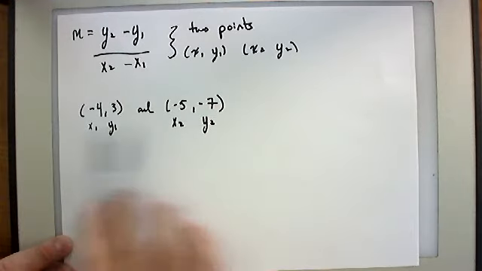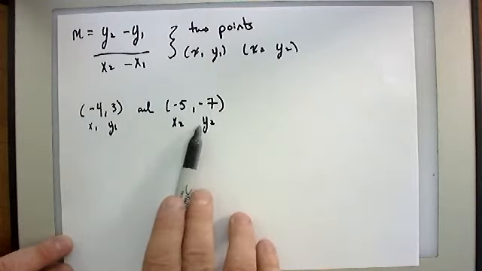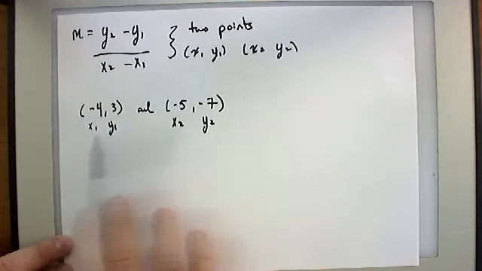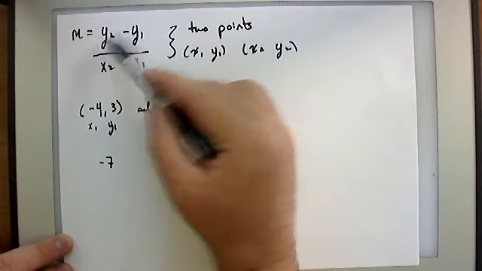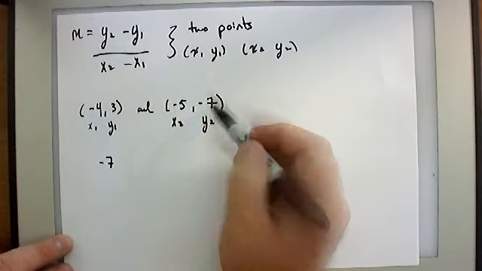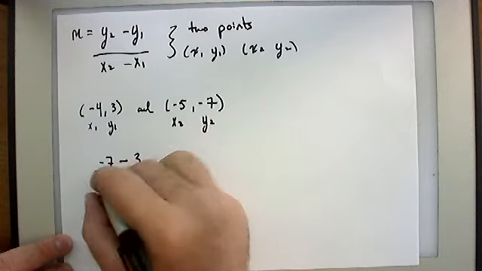It's just me saying that's the first point and that's the second point. It doesn't matter which one you call which. Don't mix them up. Don't say x1, y2. It's either the first point or the second point or the first point and the second point. Just don't start mixing them. y2, which is -7. Now notice the formula is y2 minus y1. So that's y2, -7, minus, and y1 is 3. Be careful with your signs here.